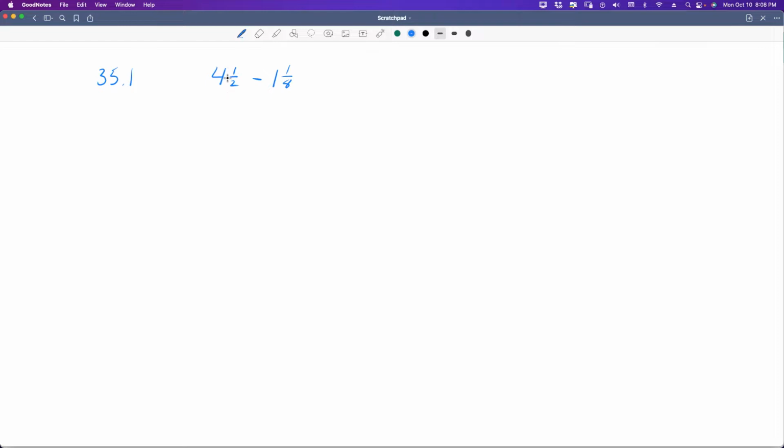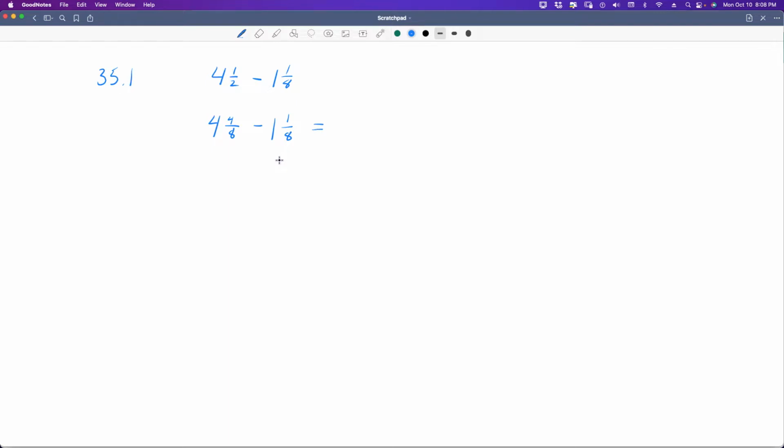So the first thing I have to do is find a number that I can multiply this half by in order to get my denominator up to 8. Now I know the factors of 8 are 2 and 4. So that means I need to multiply here by 4. So 4 and 1 times 4 is 4 over 2 times 4 is 8. That brings us up to 4 and 4/8 minus 1 1/8.